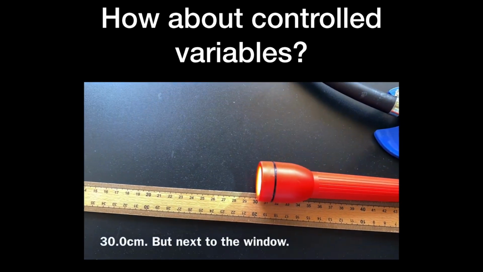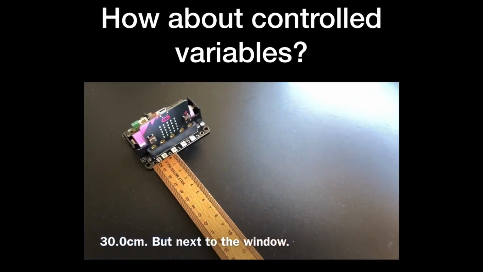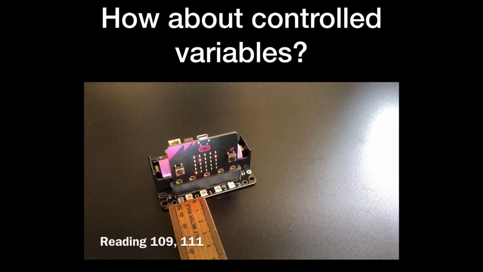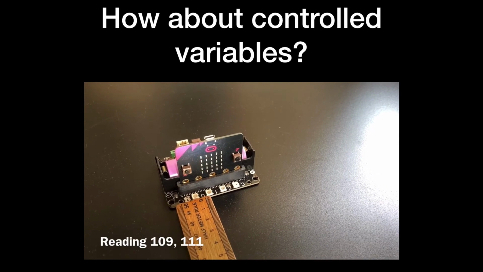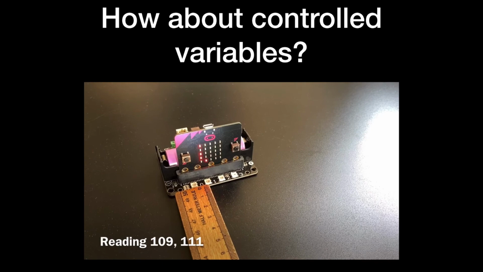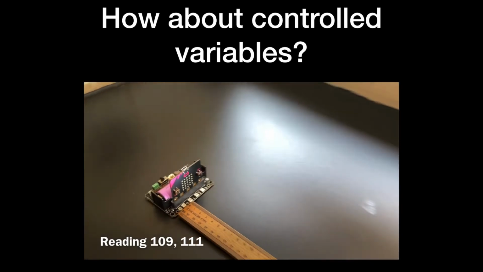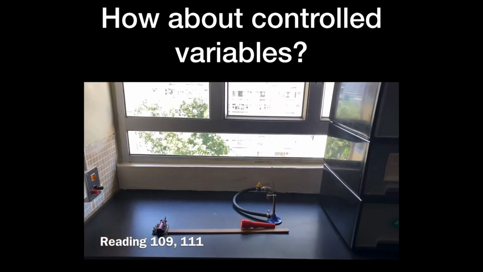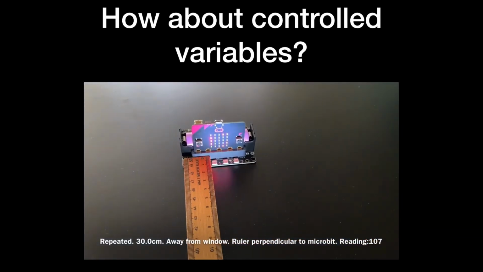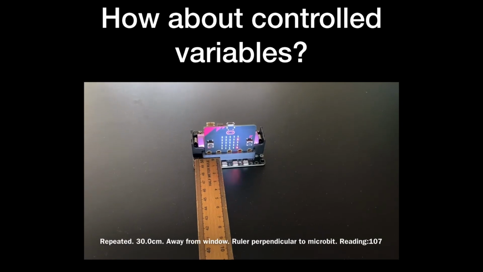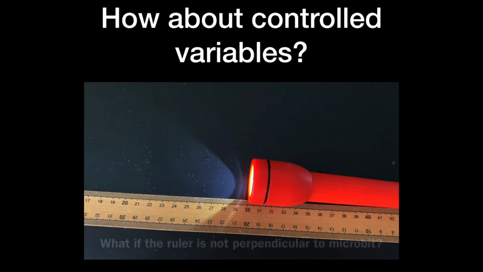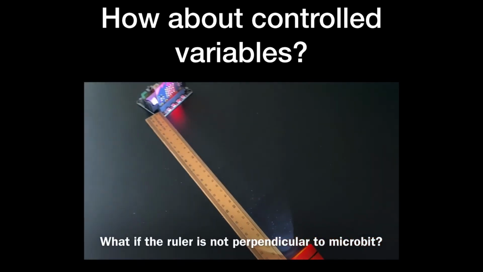What if in another set of experiment we arrange it like this? Again 30 cm, however it is put next to the window. You can observe that the reading becomes 109 and 111 on the two trials. And you can see that if it is placed next to the window, then the reading increases. It means that the surrounding environment, the light intensity in the surrounding environment, will also change the result. If you do it like this, it will affect the result.